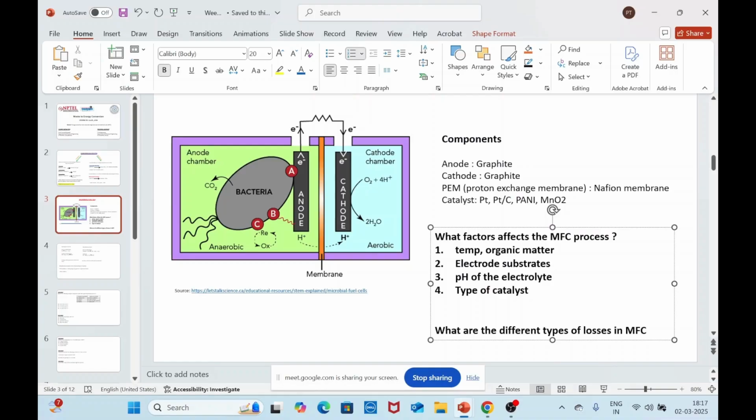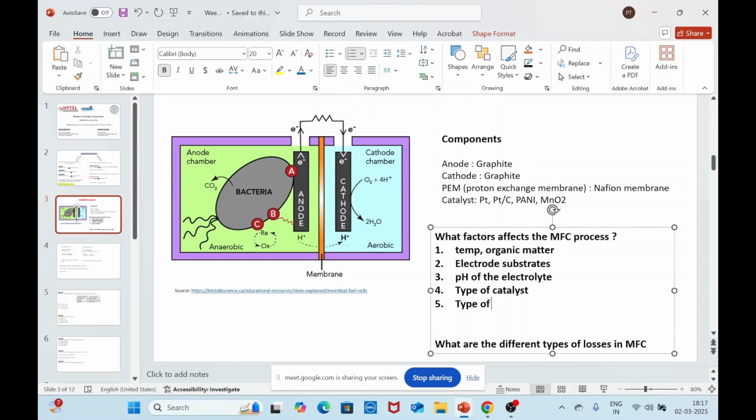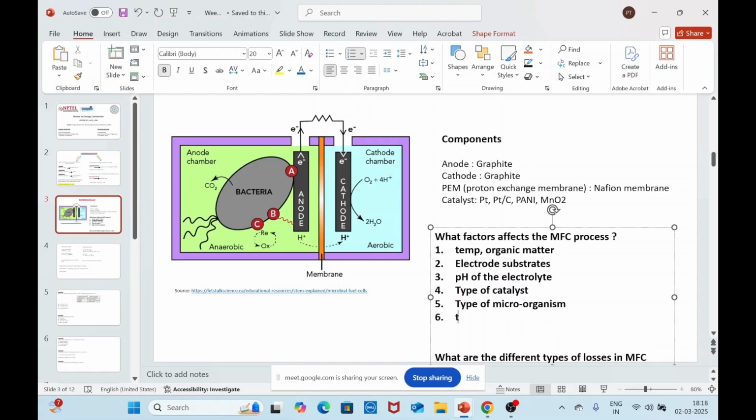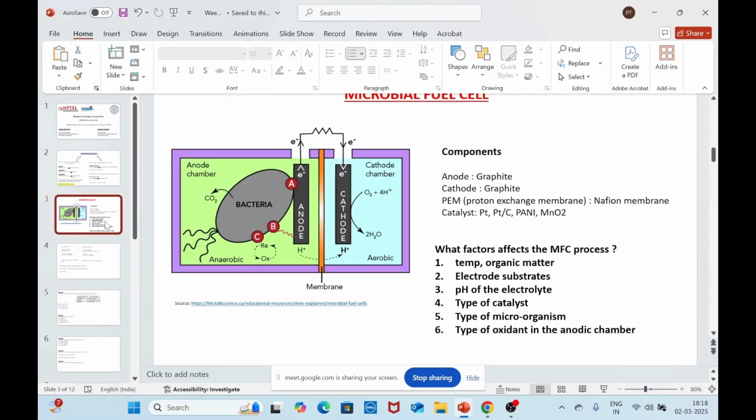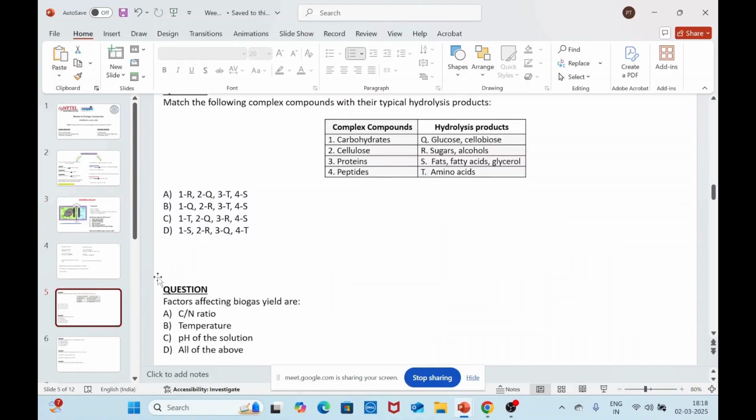Then the type of microorganisms. And then anything else? Yes, the type of oxidant in the anodic chamber. So these are the different factors that affect the MFC process. So let's go to the questions. If there are any doubts, you are welcome to ask me, or we can go towards discussing the questions.